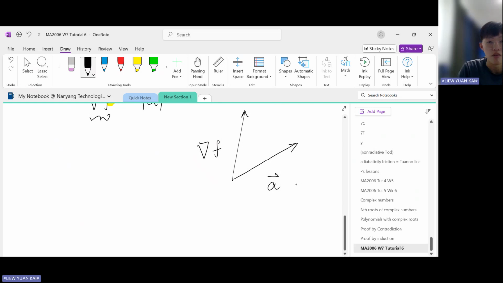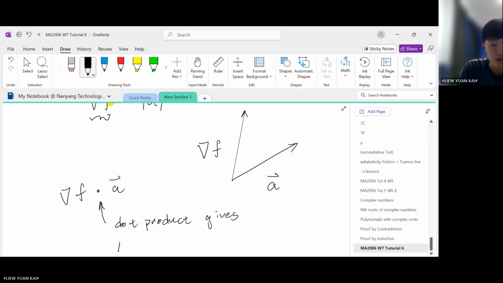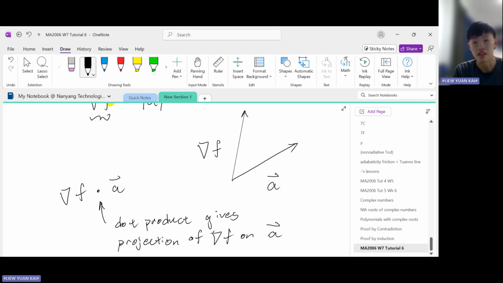Okay, so what is the use of taking nabla f dot A? Let me just tell you this: the dot product gives the projection of nabla f on the vector A. Okay, so what does this mean? A projection means like this.